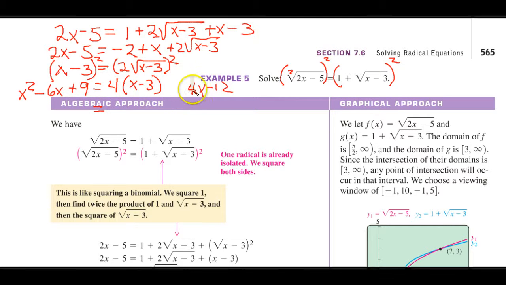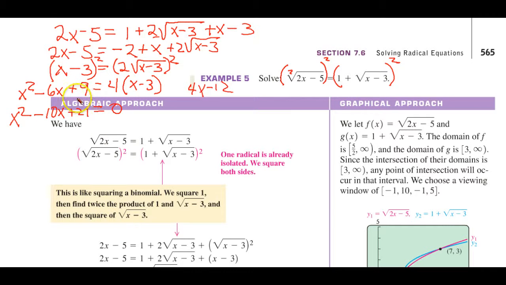Now I'm going to integrate that positive 4x to this side. So I get x squared. Now this is my 4x that I'm going to integrate, gives me a negative 10x. And this negative 12 becomes a positive 12. So this gives me a 21. And that equals 0.